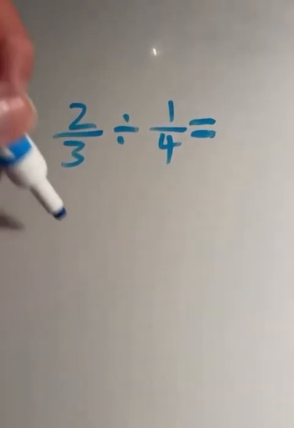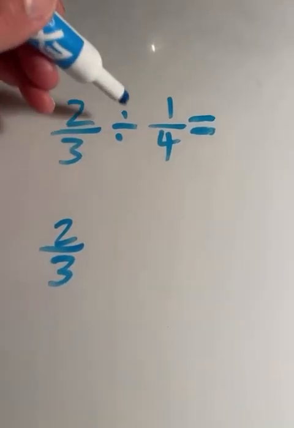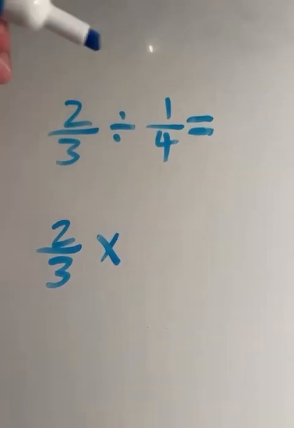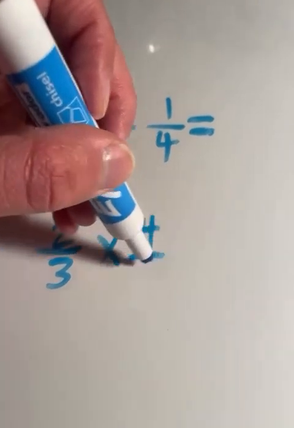Step one, we keep 2/3 the same. Step two, we change the division sign to a multiplication sign. Step three, we flip. Our denominator becomes our numerator, and our numerator becomes our denominator.